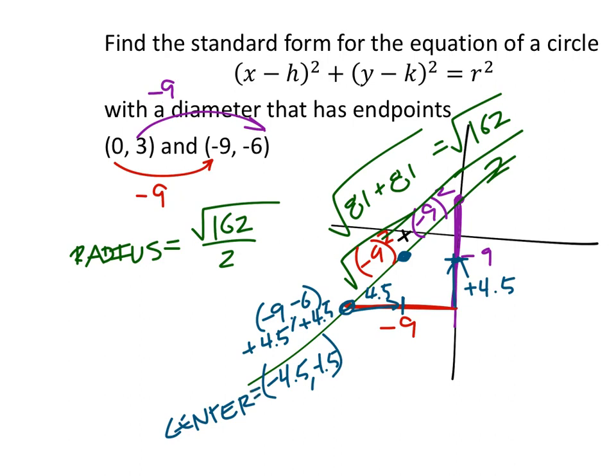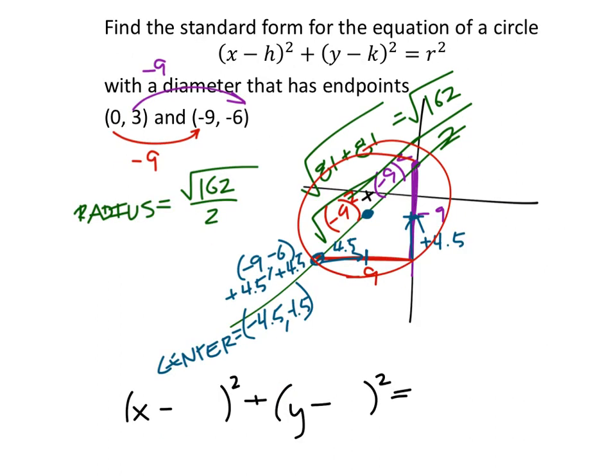-4.5, -1.5. And hopefully we can see, if we were to draw this really nice, it'd look something like this with the circle. But again, they didn't want the center or the radius, they just want the equation for this thing. So let's go and write that in. And we got the h value at -4.5, so that would be plus 4.5 right there. And the k value at -1.5, so we'll make that plus 1.5 as well.